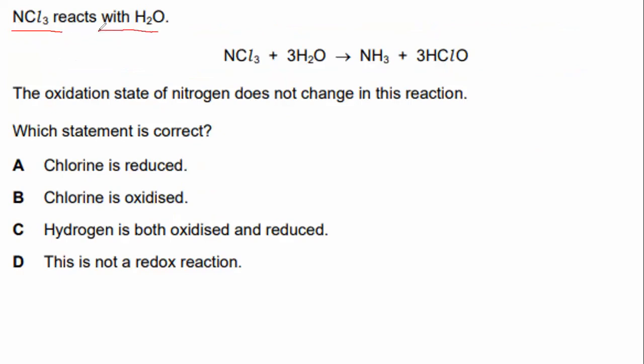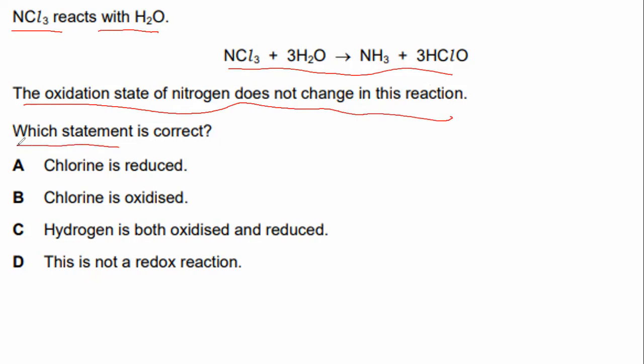NCl3 reacts with water. We have this reaction here. The oxidation state of nitrogen does not change in this reaction. Okay. Which statement is correct? So look guys, the oxidation number. If we talk about NCl3 now, we don't know which one will have the negative sign. Is nitrogen -3 and the chlorine +1 here, or nitrogen +3 and the chlorine -1? This is difficult to know, but let me show you something.